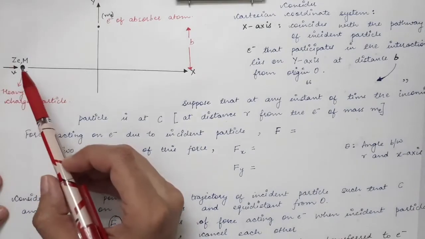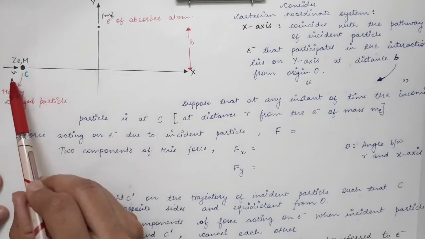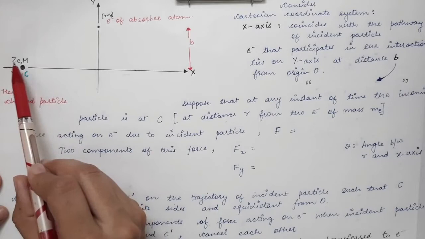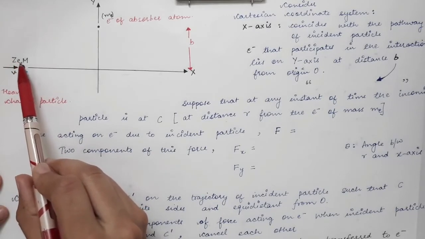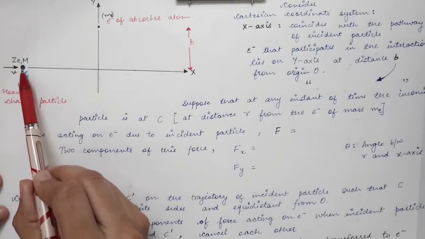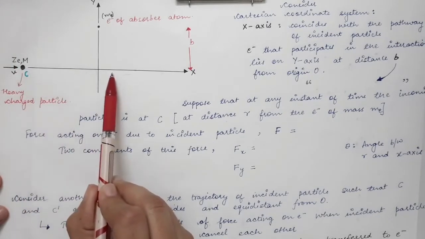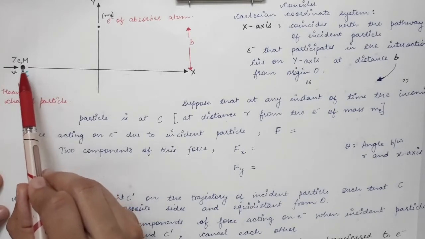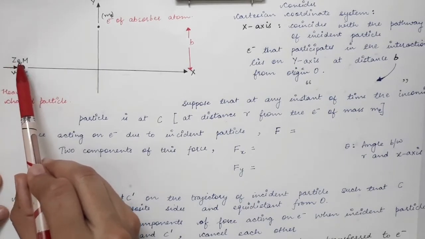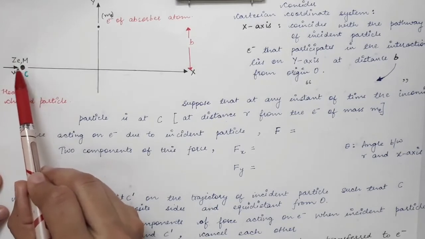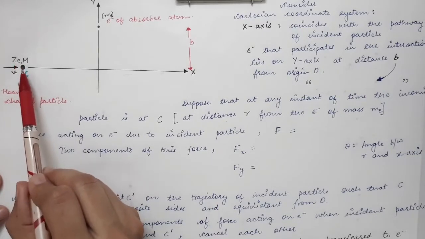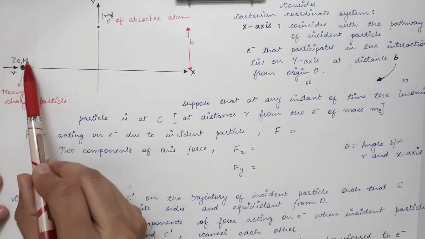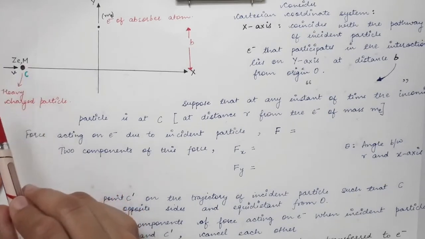Here we are considering a heavy charged particle moving with a certain velocity v, and the charge on this heavy charged particle is equal to ze. If it is an alpha particle entering the medium, the charge will be plus 2e, so z will be equal to 2. In the case of a deuteron, the charge will be plus 1e, and in the case of a proton also plus 1e. The mass of this heavy charged particle is considered to be capital M.